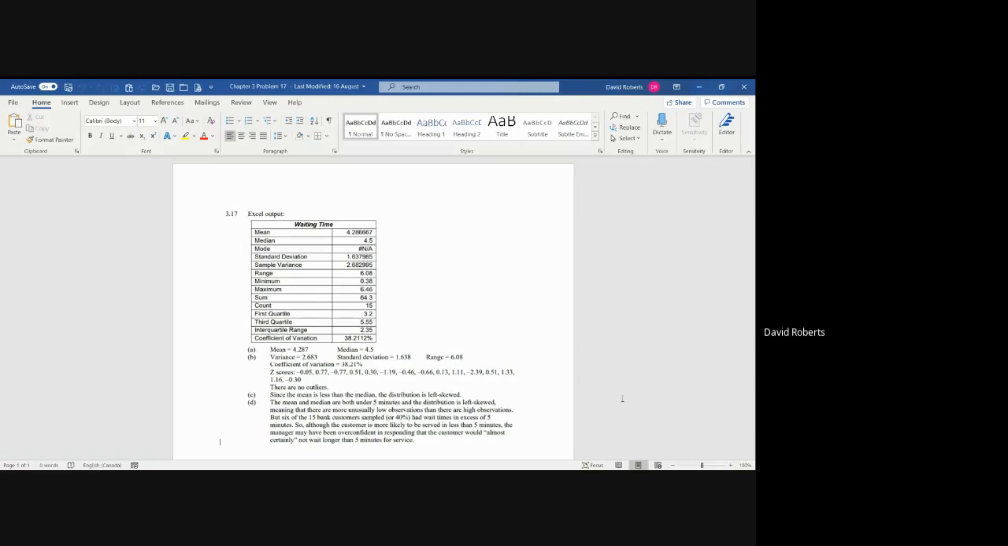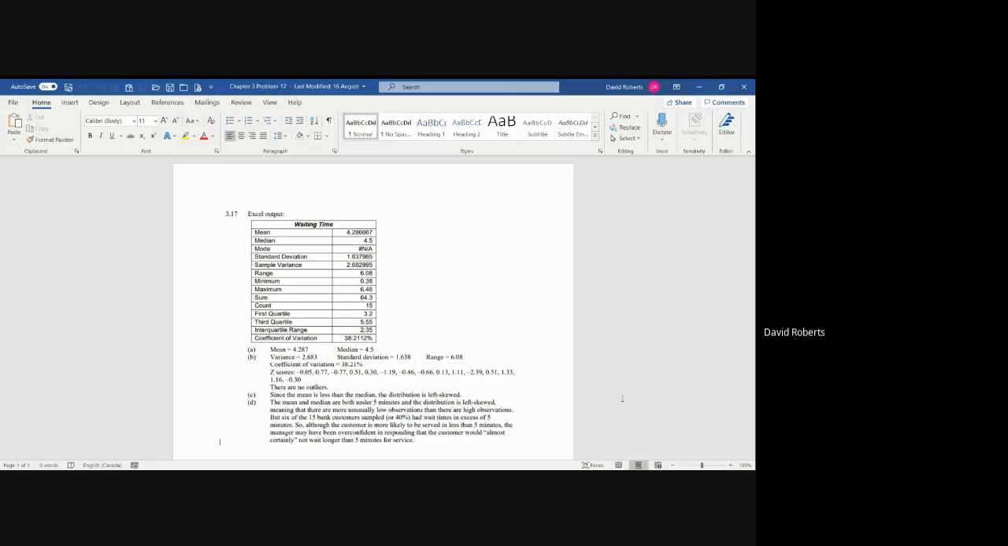I will again, for the Z-scores, do the standardized function within Excel to calculate the Z-scores. I'll show you how to do that in the Excel video. You can see there are no Z-scores below -3 or above +3. So there are no outliers.